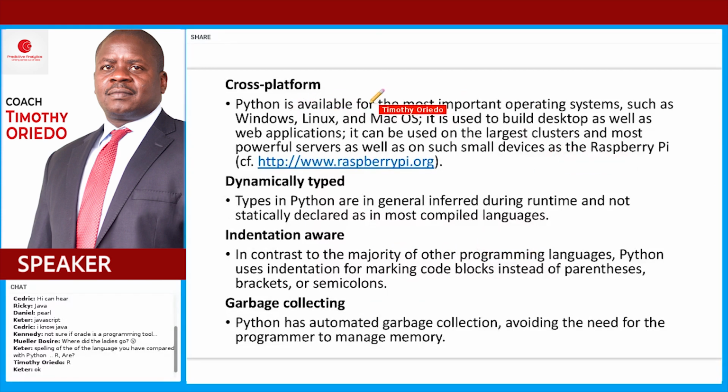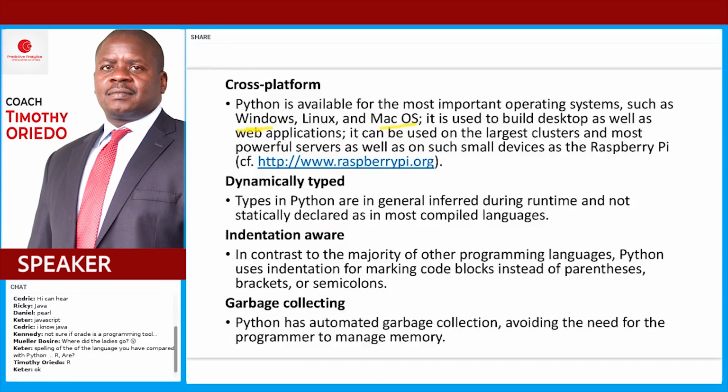Python is available in the most important operating systems such as Windows, Linux, and Mac. We downloaded Python for Windows, and we also had Python for Mac. Some of you clicked on the Python for Mac and saw it was not able to run, so you had to go and download the right one for Windows. It communicates with the operating system. This cross-platform feature enables it to be used to build both desktop and web applications.